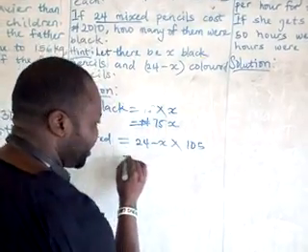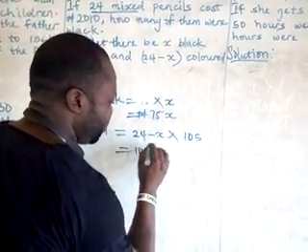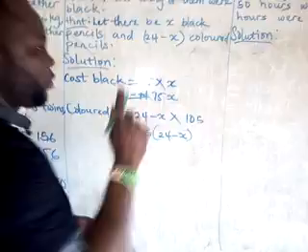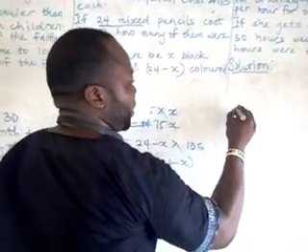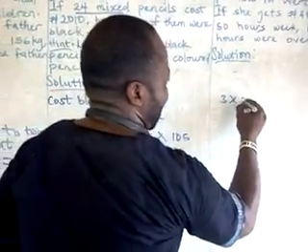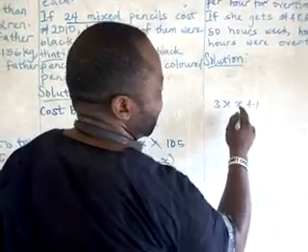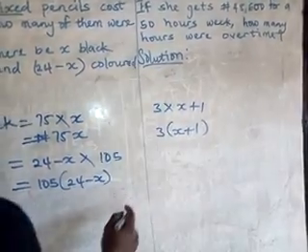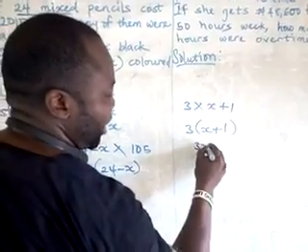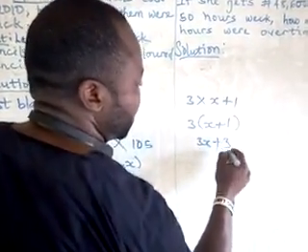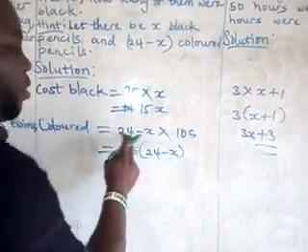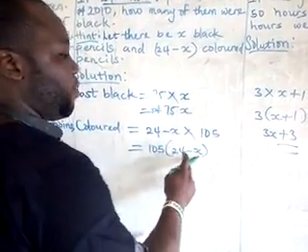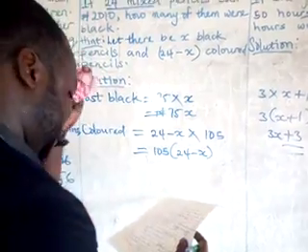105, which is the same thing as saying 105 into 24 minus X. Don't forget, I used to tell you that 3 times X plus 1 is the same thing as saying 3 into X plus 1. So which is the same thing as saying 3 times X, 3X, 3 times 1 plus 3. That's what we have just done there. This is 24 minus X times 105. So this is the same thing as what? 105 into 24 minus X. I want to believe you are getting that.